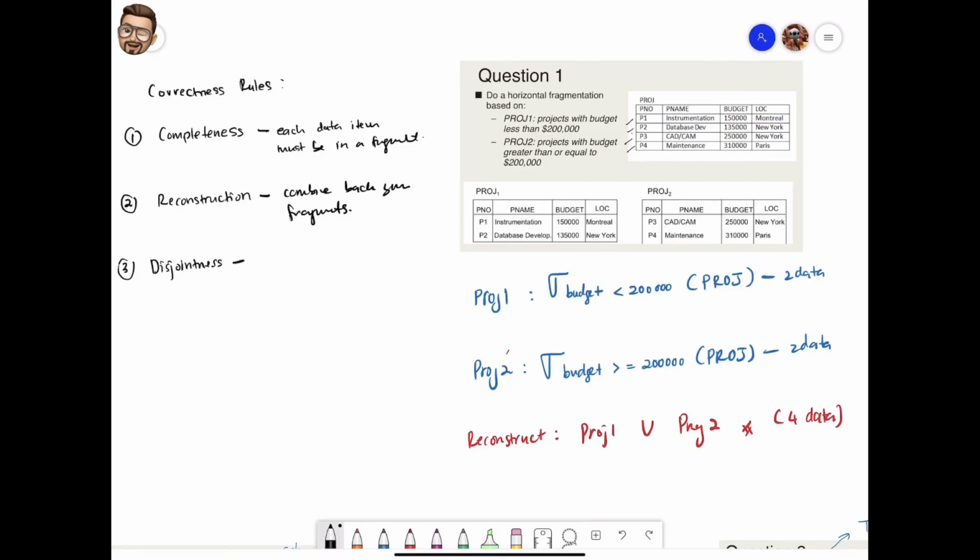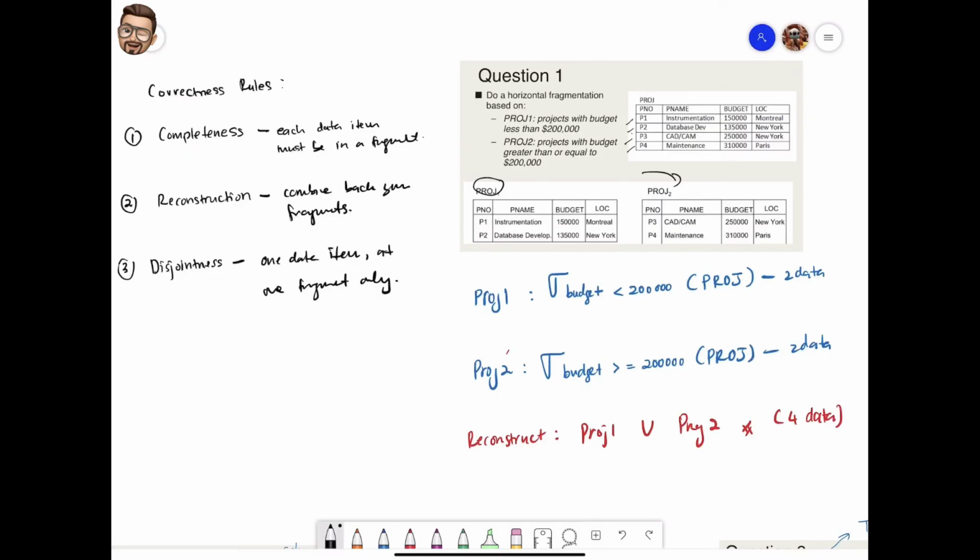Okay, what does it mean by disjointness is if the data item appears in one fragment, it cannot appear in another fragment. Okay, one data item at one fragment only. Okay, so if you take a look here, P1 is inside project number 1. It cannot appear in project number 2. It will be wrong. Okay, because the rule for project number 1 is budget less than 200k. So of course it cannot appear in another fragment.